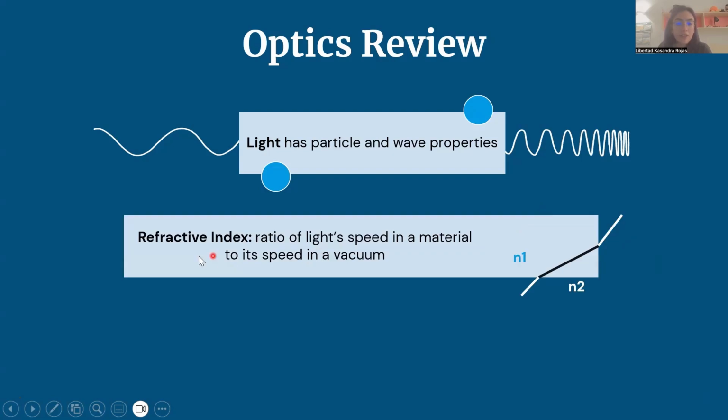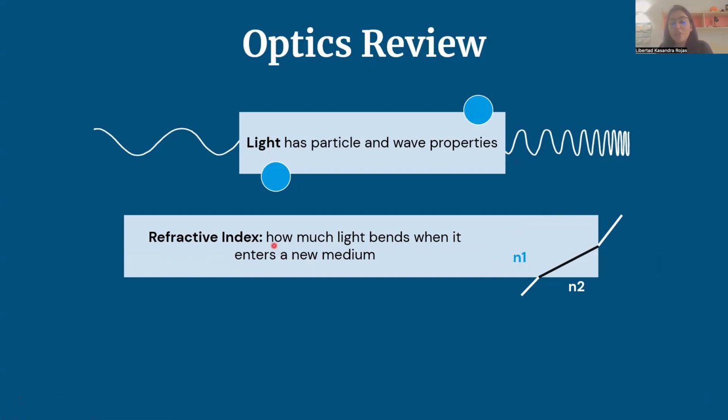Now we're going to introduce the concept of refractive index. Now, as a crude definition, the refractive index is the ratio of light speed in a material to its speed in a vacuum. And what I mean by a vacuum is when light travels when there's nothing, so no air, no other particles. So that's what we refer to as a vacuum. But another way to think about the refractive index is that it's a value that is pretty much just telling us how much light bends when it enters a new medium. And here on the slide, we have a little example.